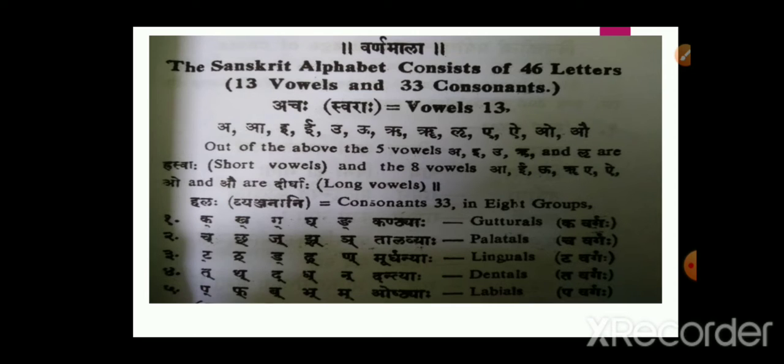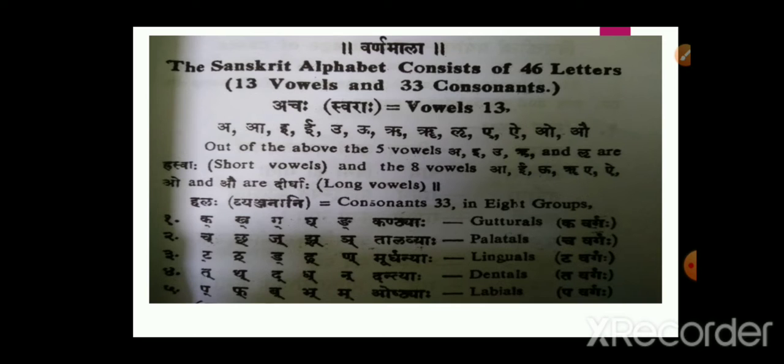What are they? First, we'll see the short vowels. a, i, u, r, l. These are very short. When we are pronouncing the letter, you can see the sound is very short. That's why they are called short vowels. In Sanskrit we call it hrasvaha. So short vowels are 5 in number. They are called hrasvaha in Sanskrit.